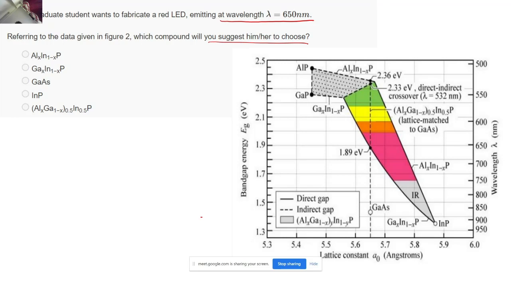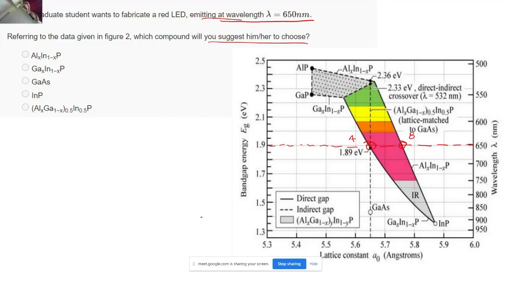So how should I solve the question? I will give a small hint. Since we have to select a compound for fabricating the red LED, we first have to find the band gap energy corresponding to this lambda. So I'm drawing a horizontal line here which corresponds to lambda equal to 650 nanometers. Now we have got two points. This is the first point and this is the second point. Let me name them point A and point B.